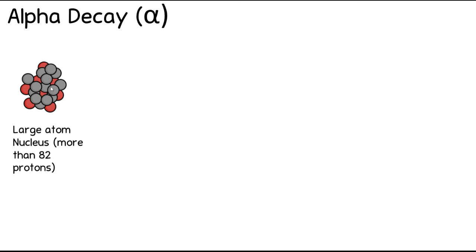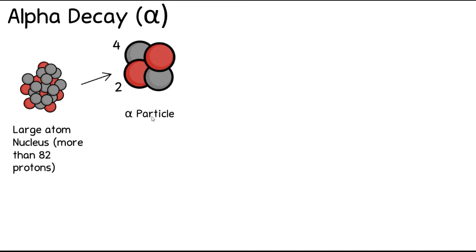Now this is not an accurate image of a nucleus, obviously. It will have a lot more subatomic particles in it and it won't look like this, but for demonstration purposes this is our nucleus. The red particles are protons and the grey ones are neutrons. And what will happen in alpha decay is this nucleus will eject an alpha particle.